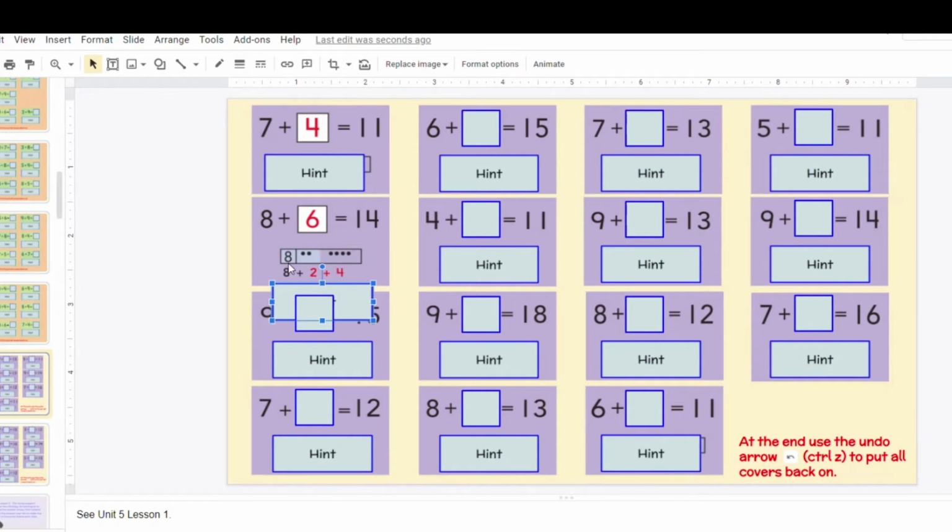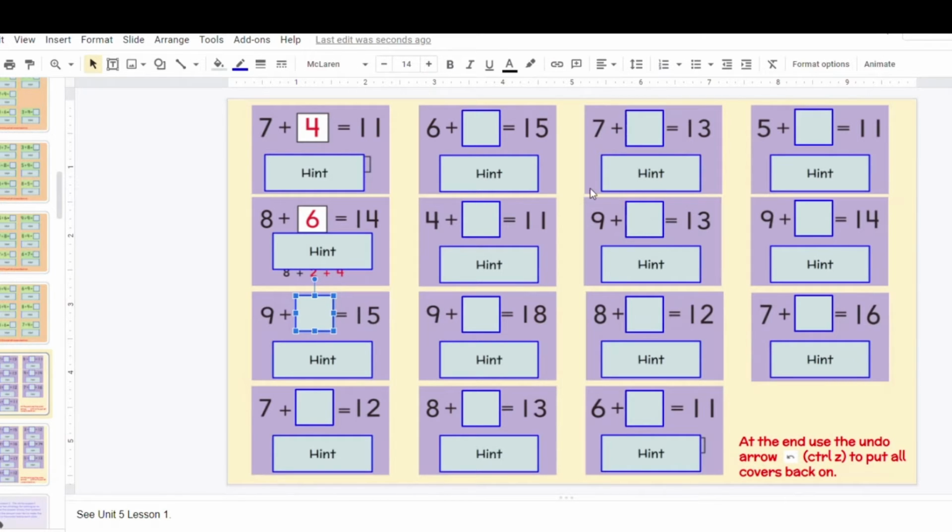Let's look at our visual. 8, add 2 more, makes a 10. Need 4 more, makes 14. How many did we add all together? 6. So again, you follow your own flow there.